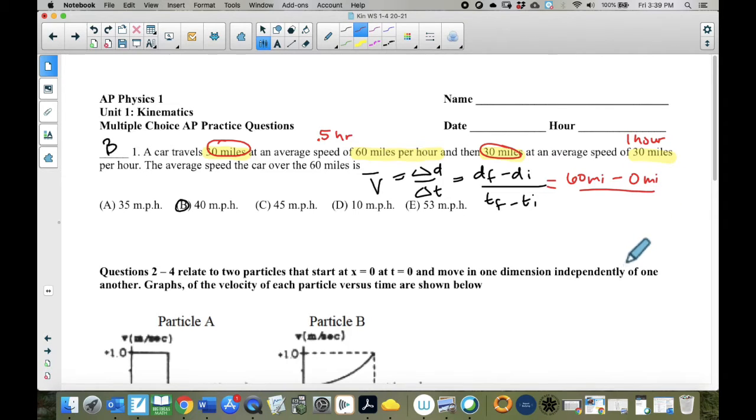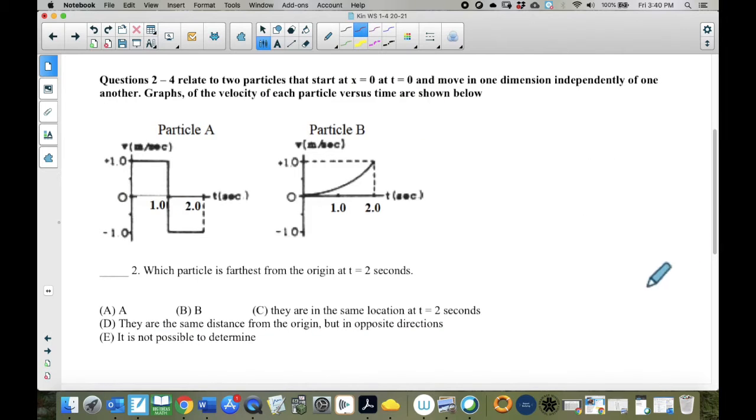And then the final time, it took us an hour and a half, so it was an hour and a half later, and we started at 0 hours. But the main thing is you had to find those hours, and without those hours you could not do this problem correctly. So now if we take 60 divided by 1.5 on our calculator, we're going to get the answer of B. Question number 2 asks for us to look at these different diagrams.